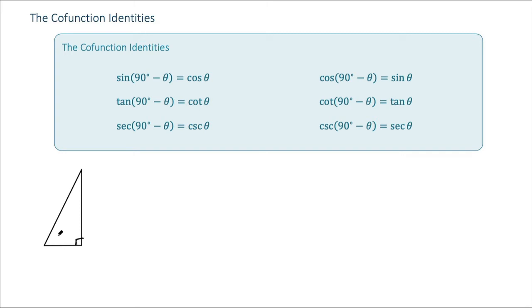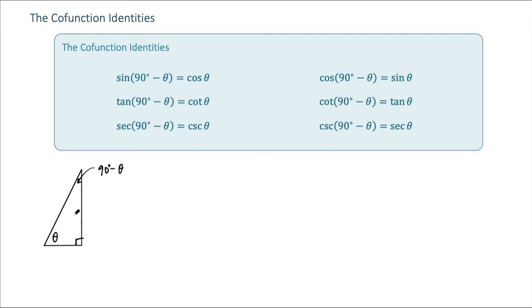But if this is our angle theta right here, because the angles of a triangle have to add up to 180 degrees, and this one is 90, then these two angles have to add up to 90 degrees, which makes this angle right here 90 minus theta. 90 degrees minus theta.